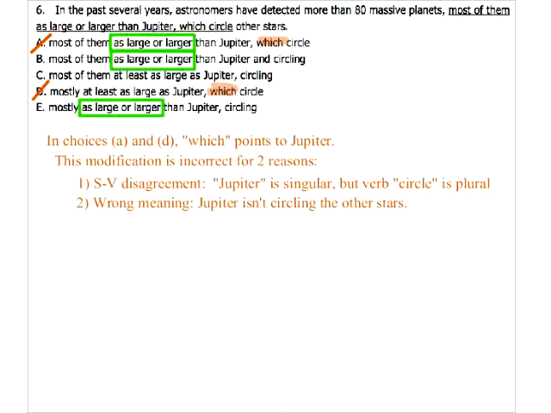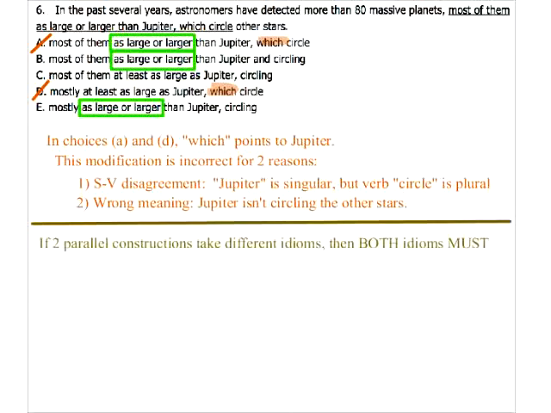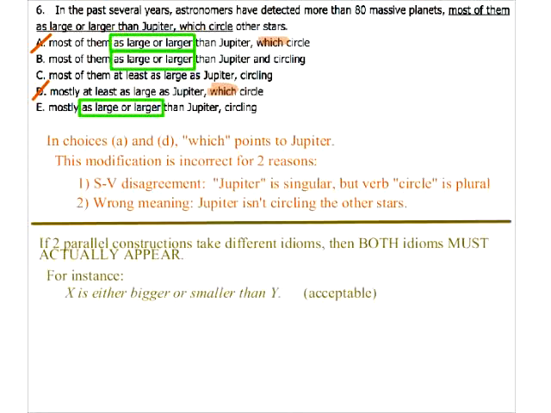So here's the more general idea. Let me give you a different example, and this might help. If two parallel constructions take different idioms, then both idioms must actually appear. For instance, here are two contrasting examples. If you say something like, X is either bigger or smaller than Y, then this is actually correct. But if you say something like X is greater or equal to Y, then this is incorrect.